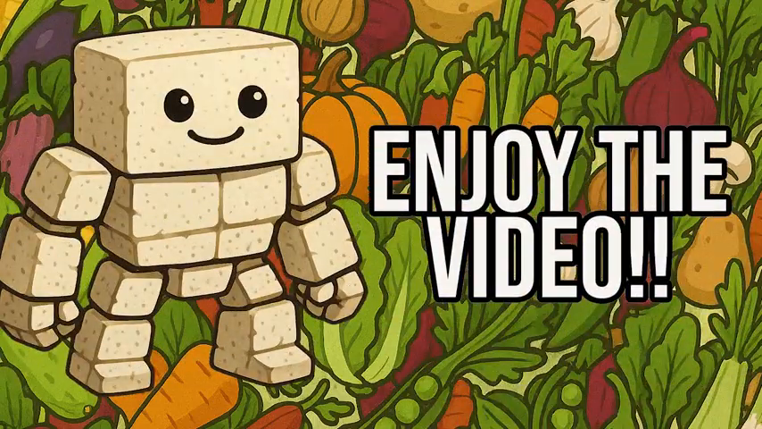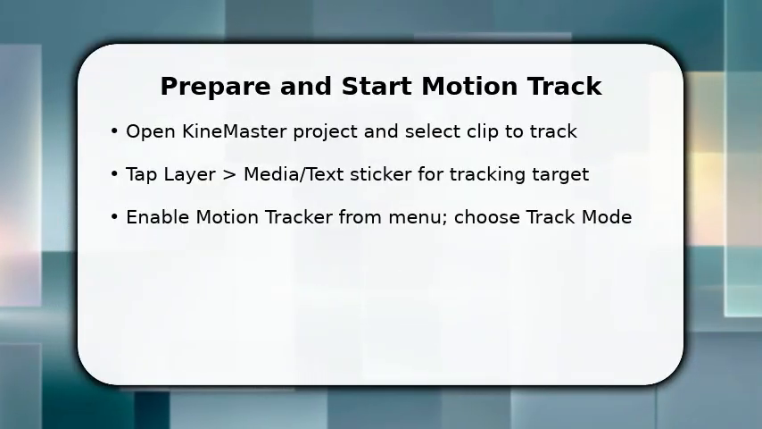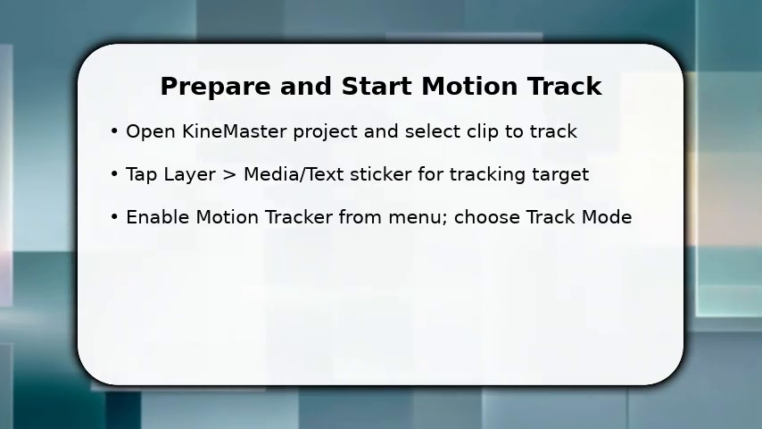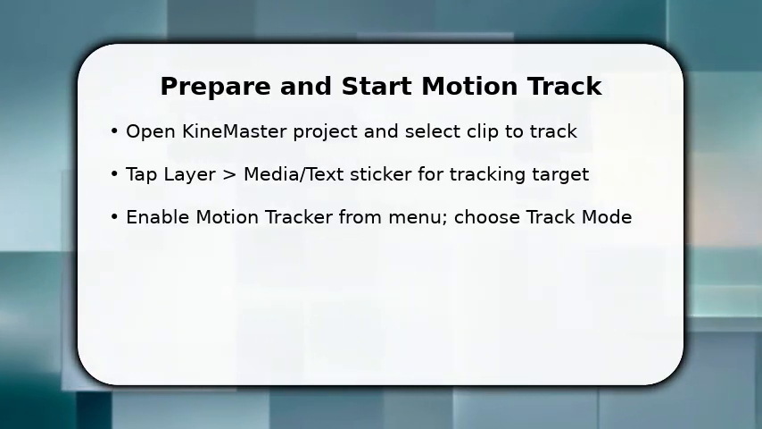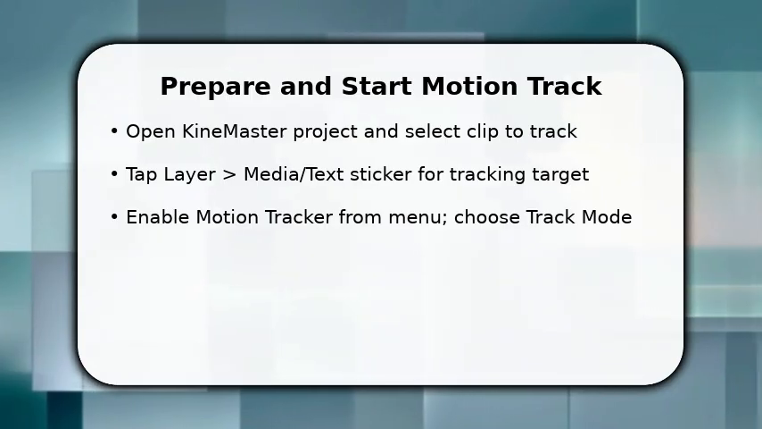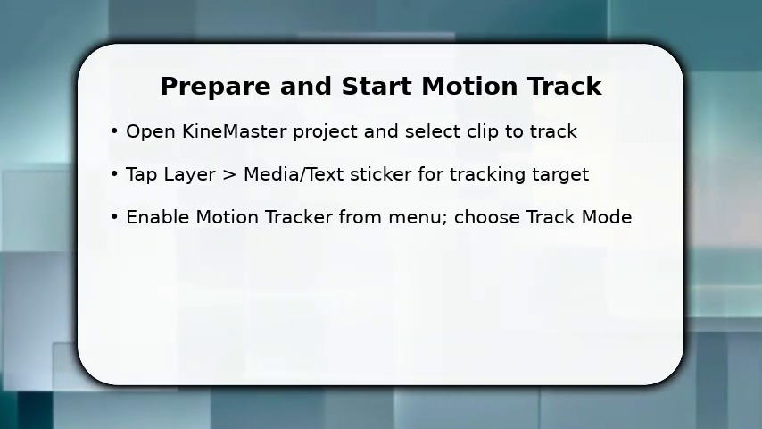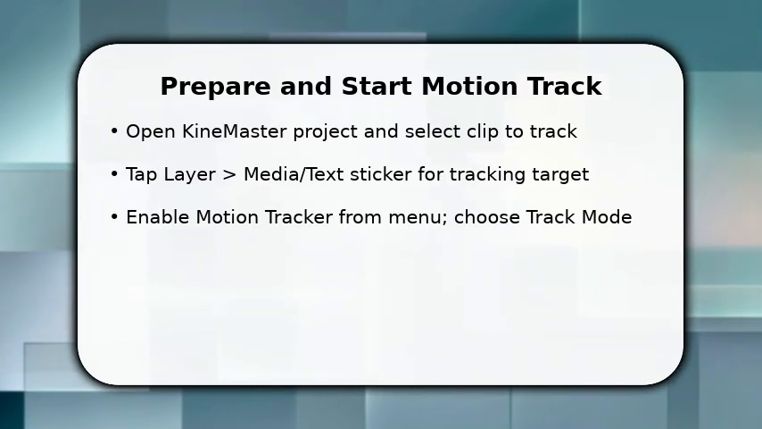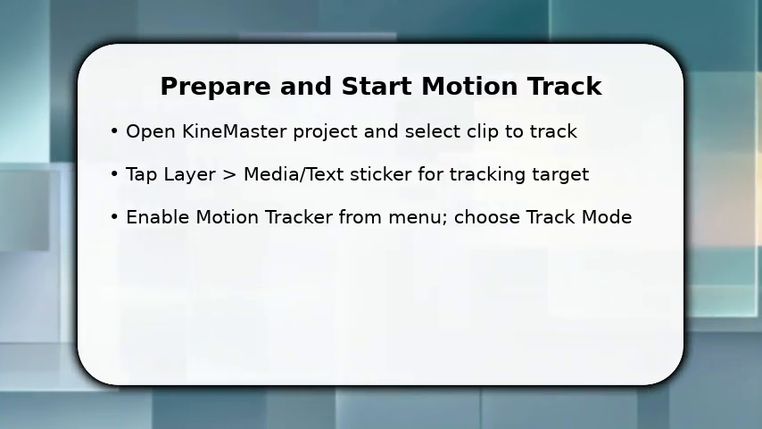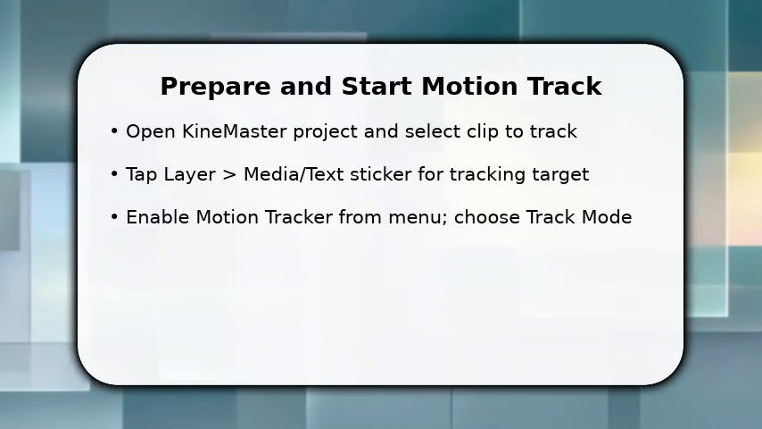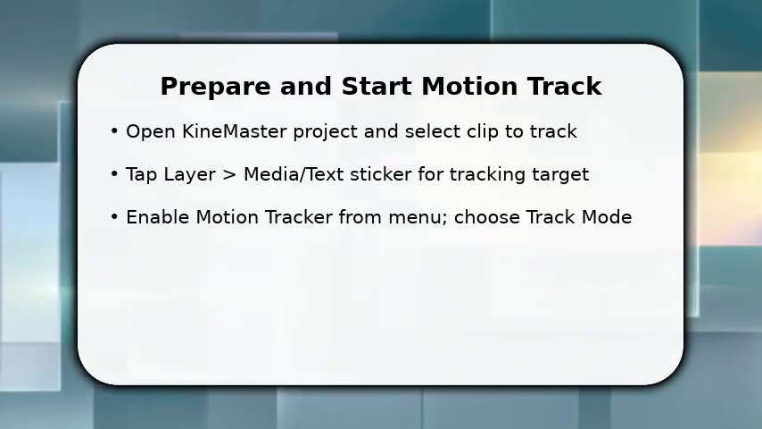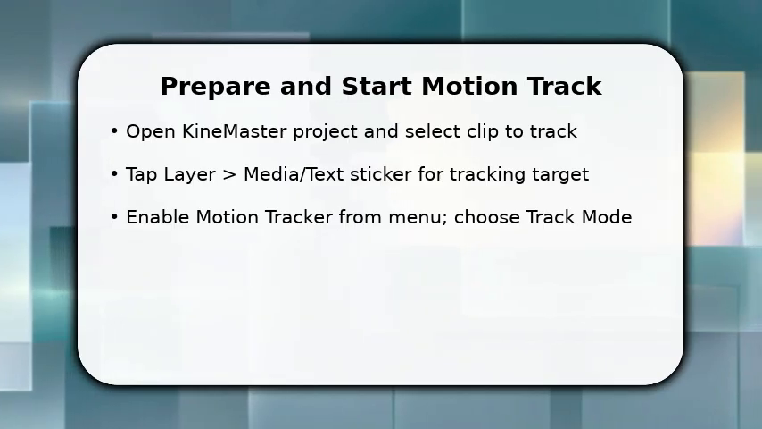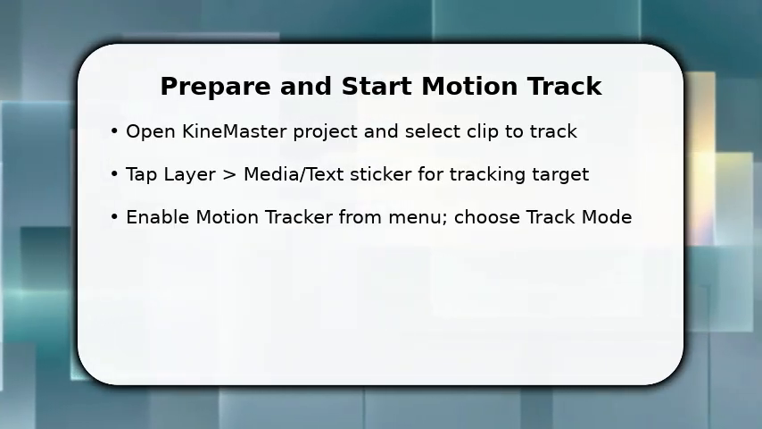Please enjoy the video. You start by picking the clip with visible, steady movement. This is why tracking works best on clear subjects. Tap Layer and add the object you want attached, a sticker, text, or image, then enable Motion Tracker from the Layer menu. Once done, position the tracking box over the subject and choose your tracking mode. Single point for one subject, multi-point for complex motion.